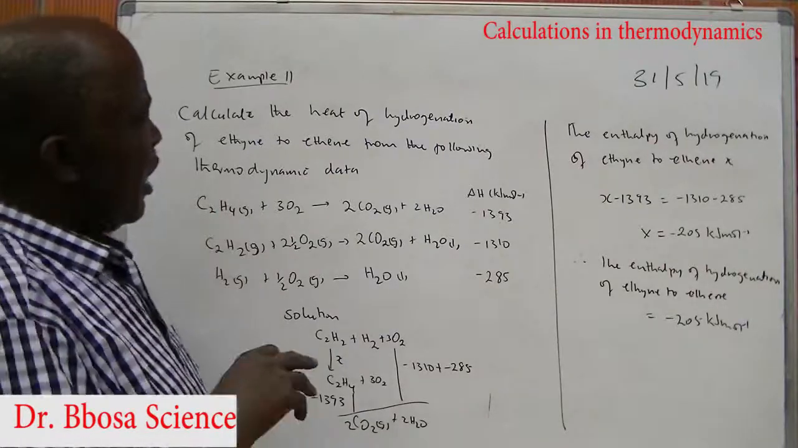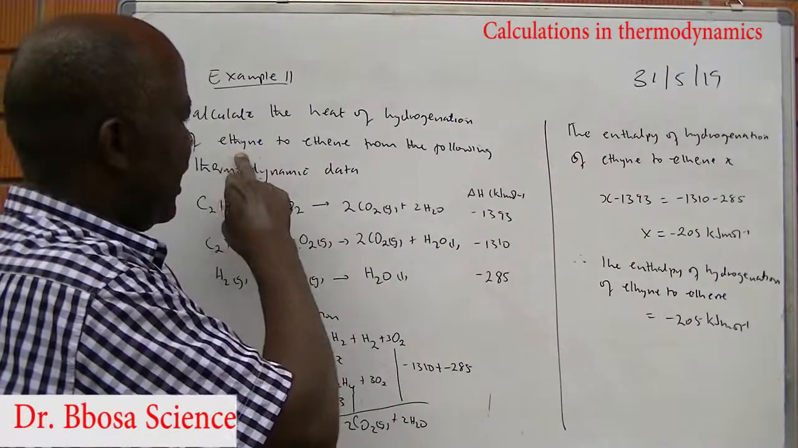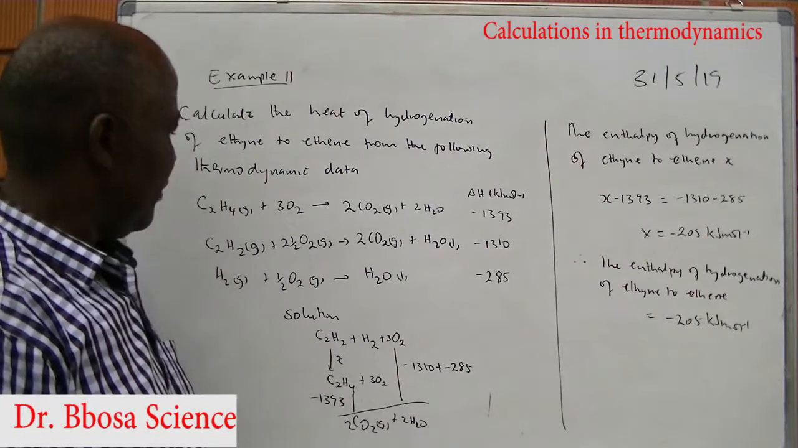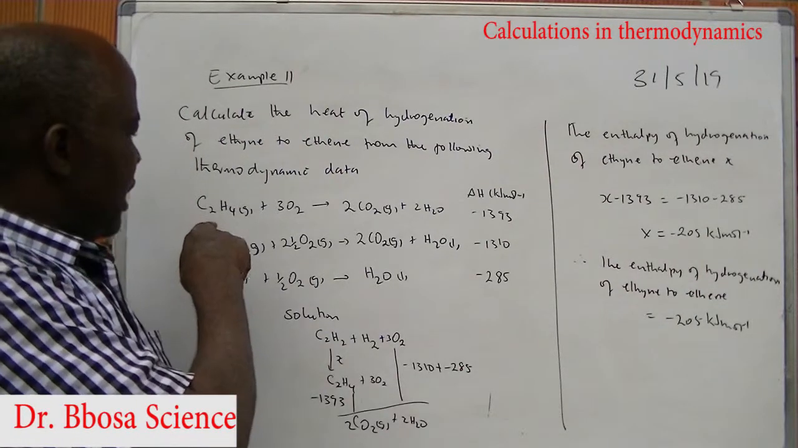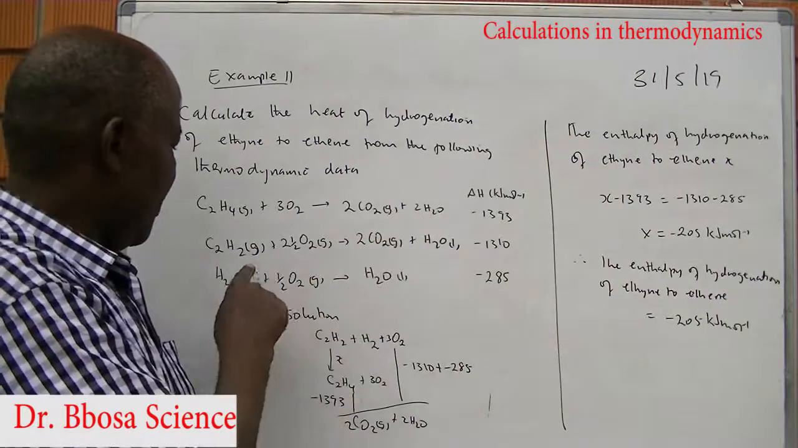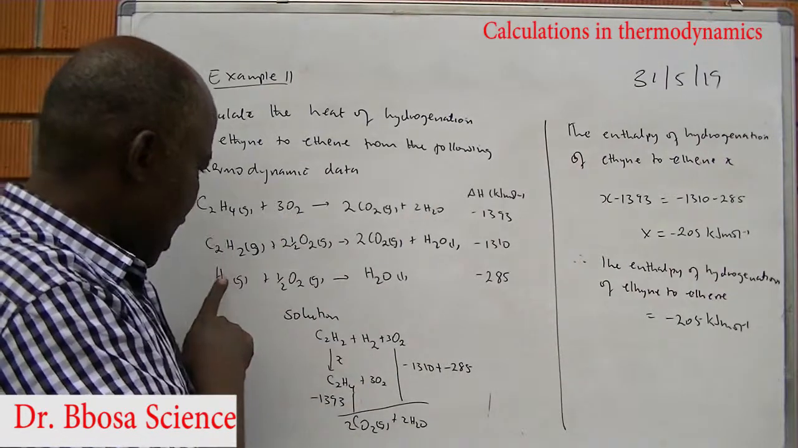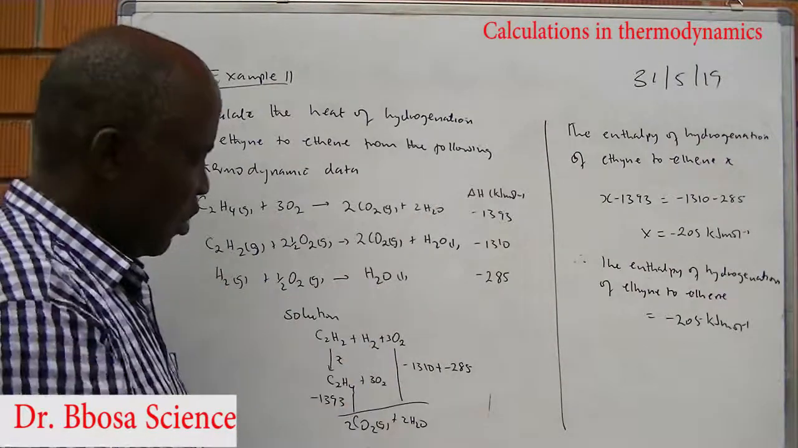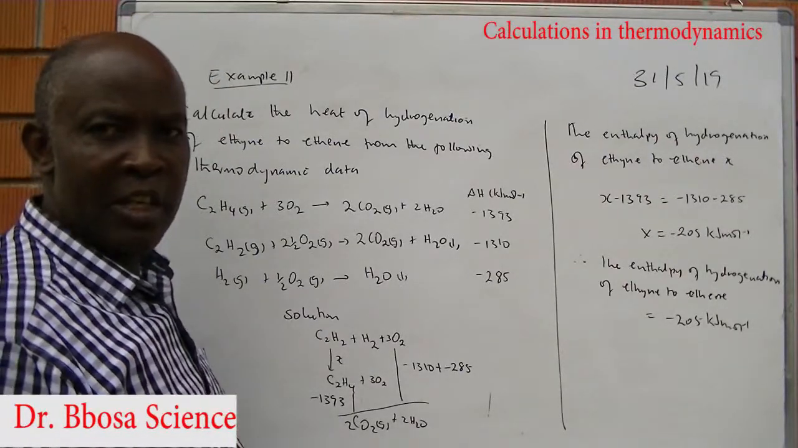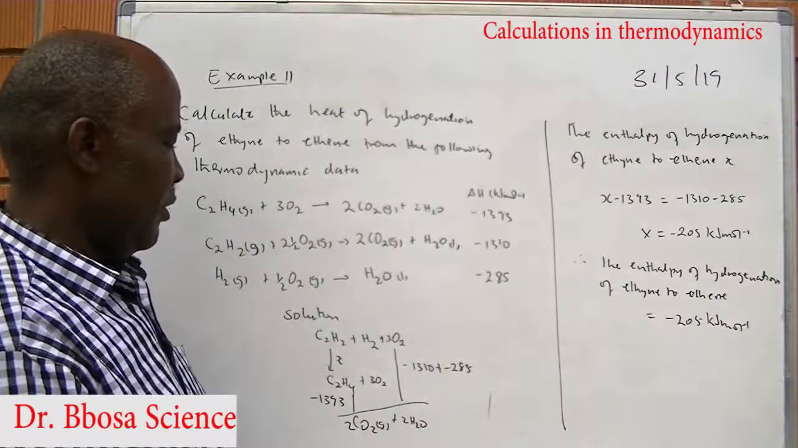Example 2: calculate the heat of hydrogenation of ethyne to ethene from the following thermodynamic data. Ethene plus oxygen gives carbon dioxide and water. Ethyne plus oxygen gives carbon dioxide and water. Hydrogen plus oxygen gives water. So let the enthalpy of hydrogenation of ethyne to ethene be x.